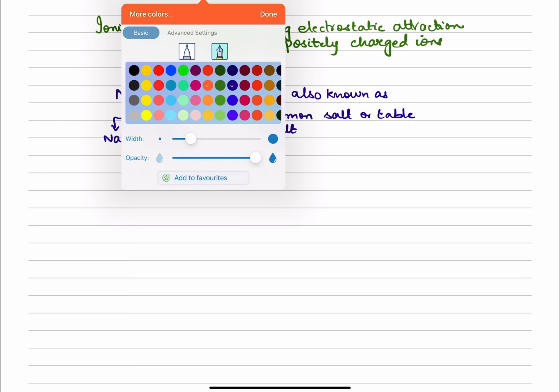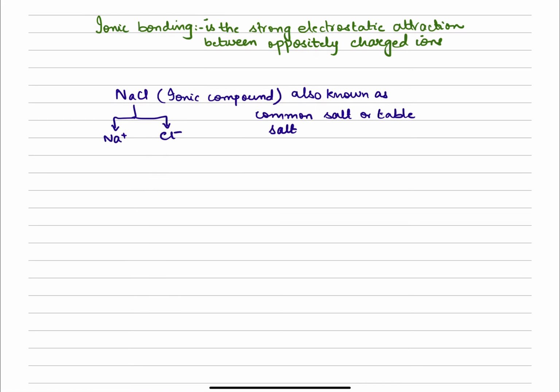Let's look into detail how the sodium and chloride electronic configurations look like. So sodium is 23 and 11. So the atomic number of sodium is 11 and the electronic configuration of sodium is 2, 8 and 1. We know that metals tend to lose electrons. It's easy for metals to lose electrons. So sodium will lose the one outermost electron it has, and the sodium cation would look something like this, 2, 8, and we'll get the electronic configuration of neon.